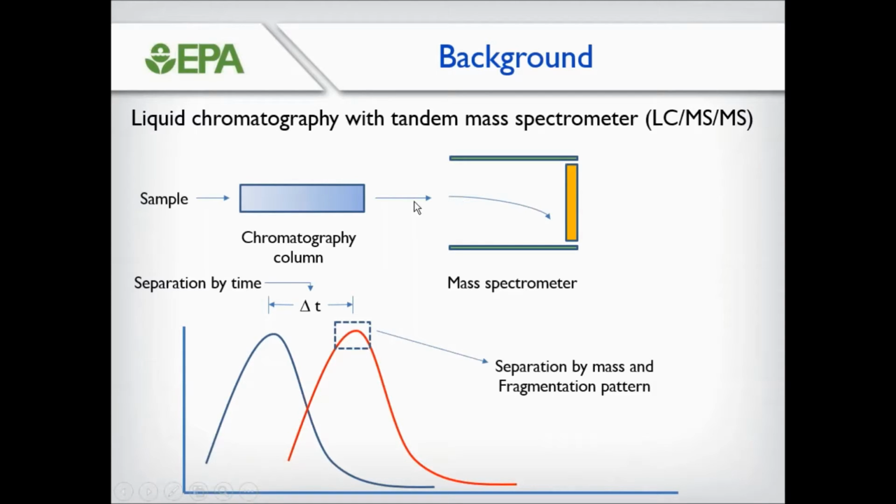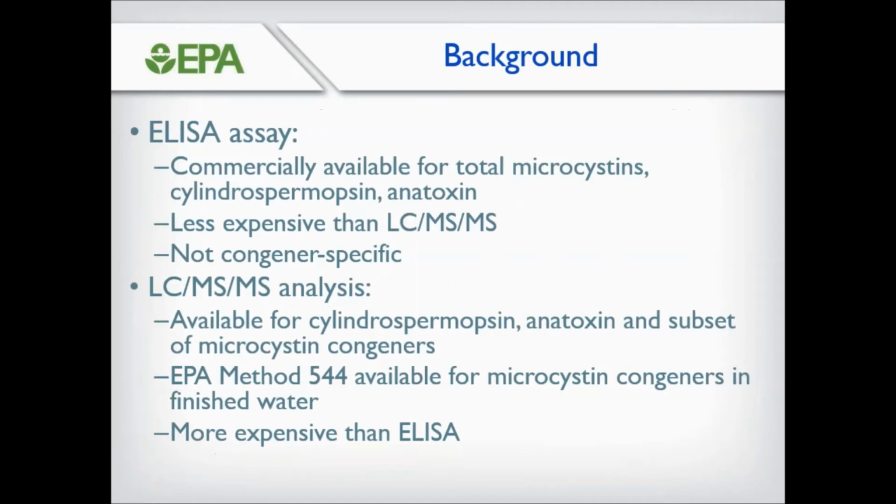And then that chromatography column effluent, where the constituents have been separated as a function of time, is run through a mass spectrometer, and that mass spectrometer achieves separation by mass and fragmentation pattern. So that combination of separating by time, by mass, and by fragmentation pattern is another way of eventually backing out the concentration of toxins and toxin congeners in solution.